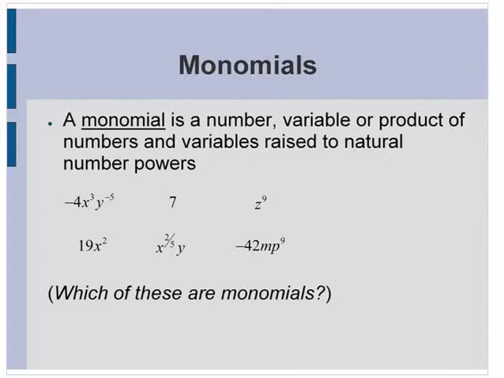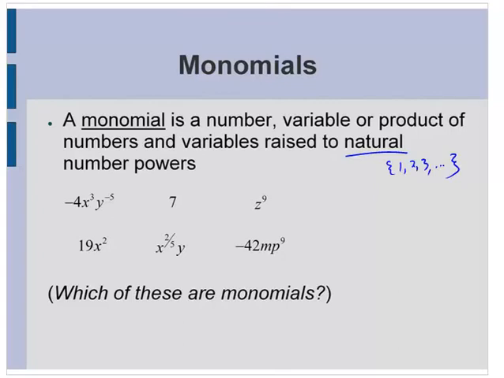Let's talk about what we mean by polynomials. And before we get to that, we have to discuss these things called monomials, because polynomials are made up of monomials. A monomial is a number, variable, or a product of numbers and variables raised to natural number powers. So remember that natural numbers were the set containing 1, 2, 3, etc. Those were the natural numbers.